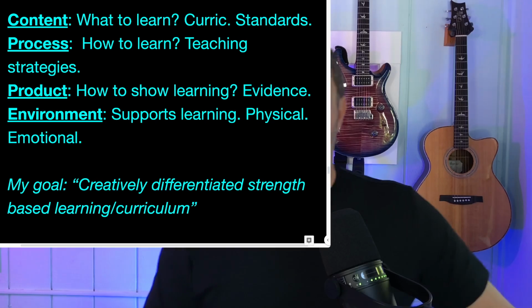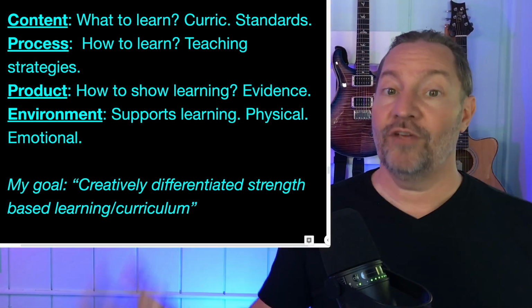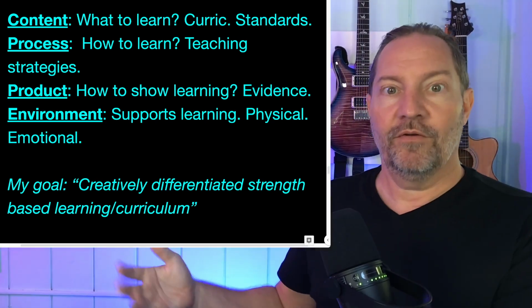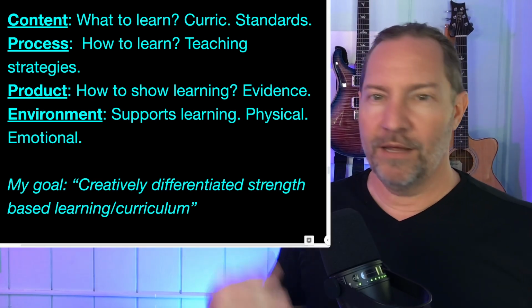So, and then finally, we have environment. We can differentiate the environment where somebody's learning so that it can support their learning. Maybe you might be the type of person who works well in a coffee shop with the hum of noise in the background, but you may be the type of person who works with complete silence. Well, how do you do that in a classroom?